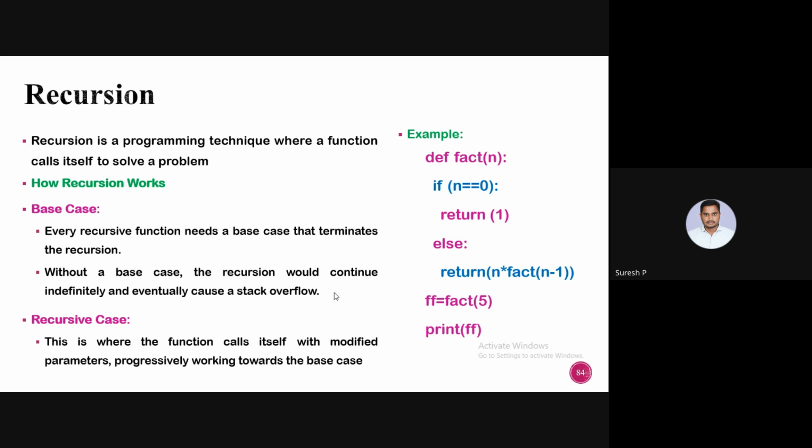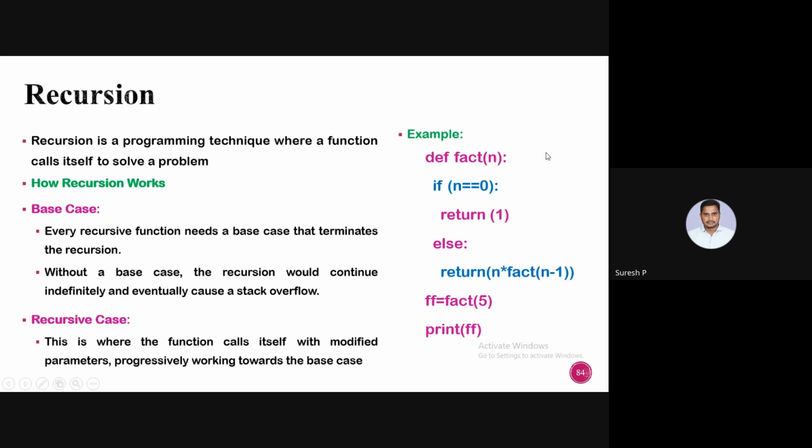The recursive case is the place where we are invoking that particular function call. This is where the function calls itself with modified parameters, progressively working towards the base case. So that recursive case has to be written in such a way that it reaches the base case, then only the recursive function will be terminated. So the recursive case is also very, very essential.